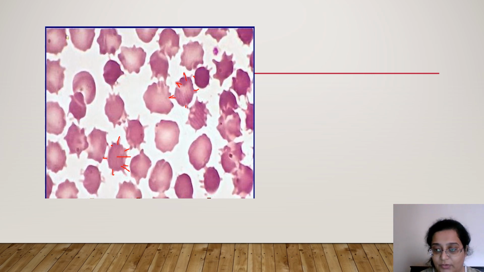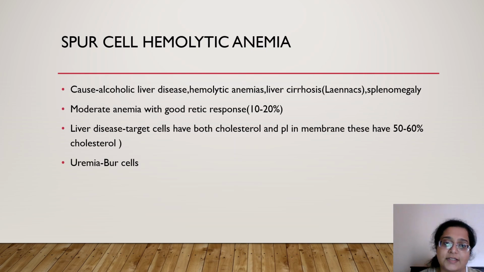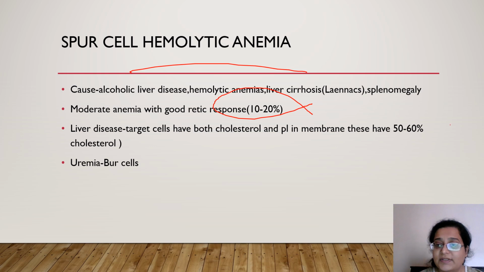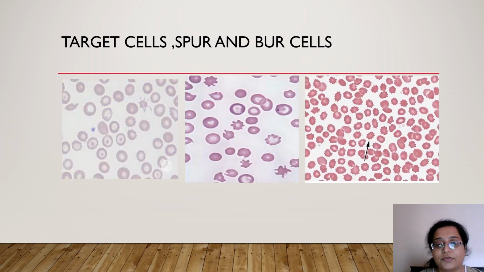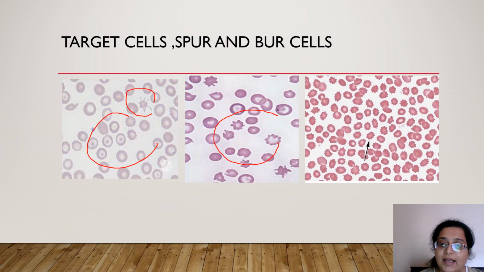Lipid membrane defect. Okay? And too much of this leads to what is known as Purcell hemolytic anemia, with a very good retic response, 60% acanthocytes in this case. And these acanthocytes you need to differentiate from Burr cells. So these are acanthocytes, these are acanthocytes with target cells, and this is a Burr cell, with uniform projections on the surface of the RBC, commonly seen in renal failure and uremia. Okay.